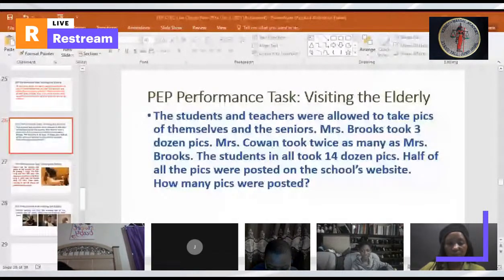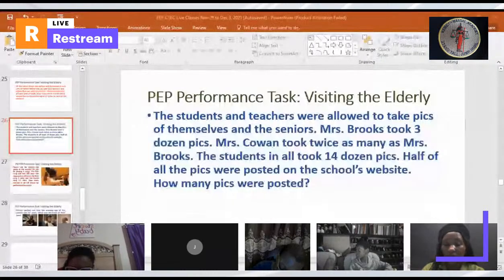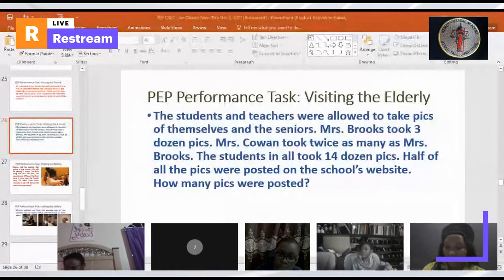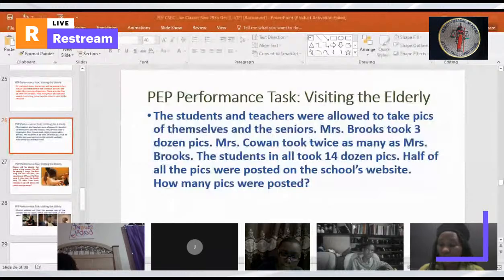The students took 14 dozen. Jordan is saying that's 168. So if we added the 36 from Mrs. Brooks, the 72 from Mrs. Cowan, and the 168 from the students, Jordan is absolutely right, we would get 276 in all.